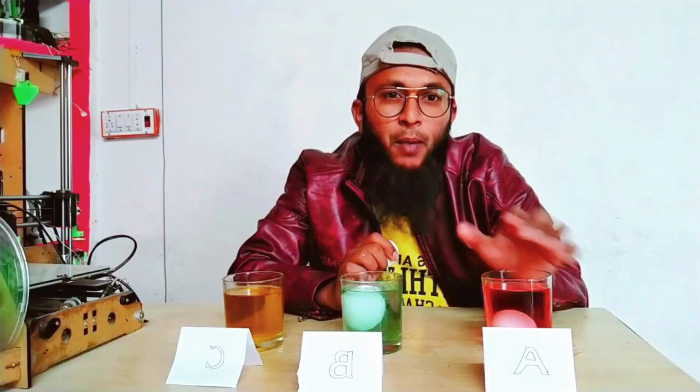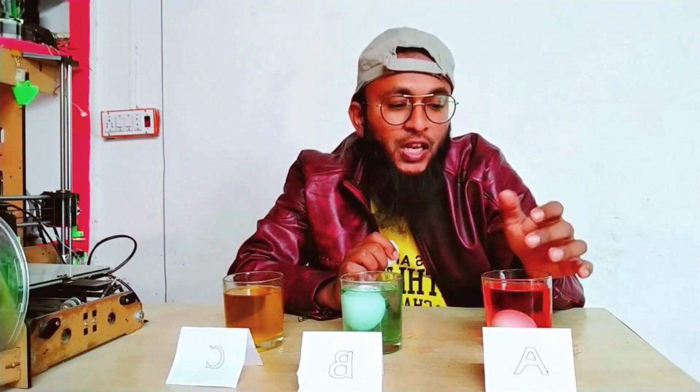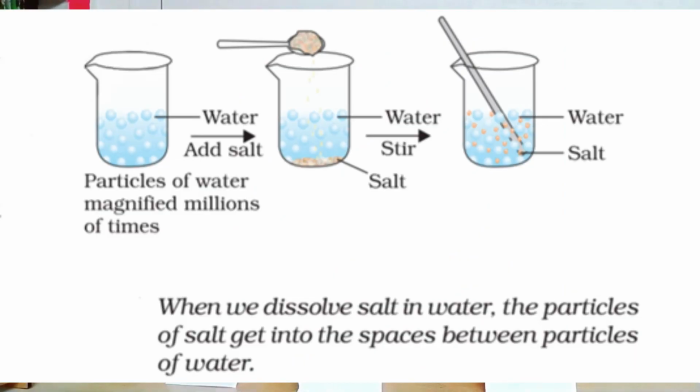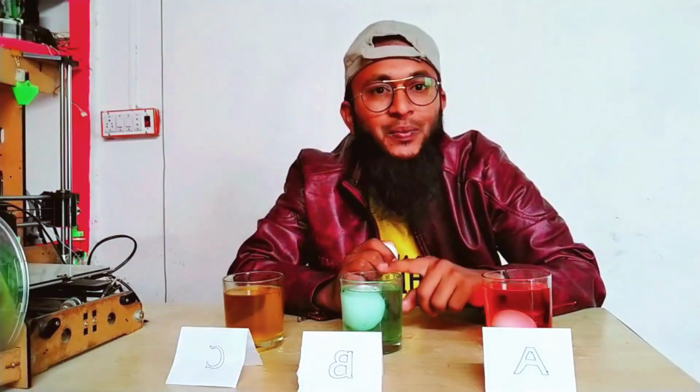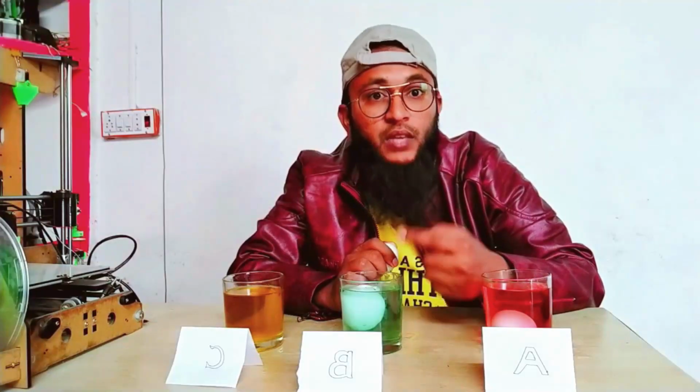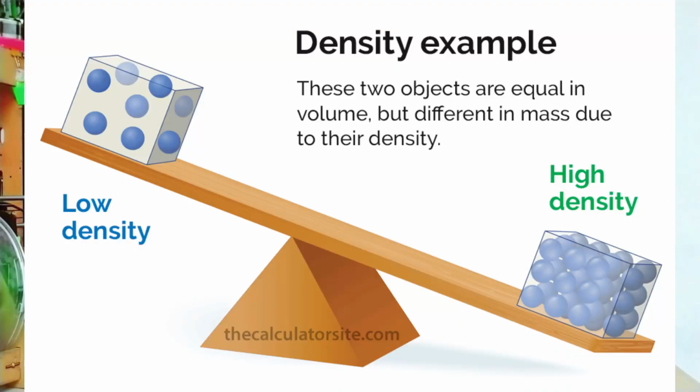As you know, the particles of matter in a liquid have interparticle space. The salt gets added into that interparticle space. That means we haven't increased the volume of the liquid, but we added matter into it. If more particles are added, the mass is going to increase for the same volume. That means the density of this has increased, right?